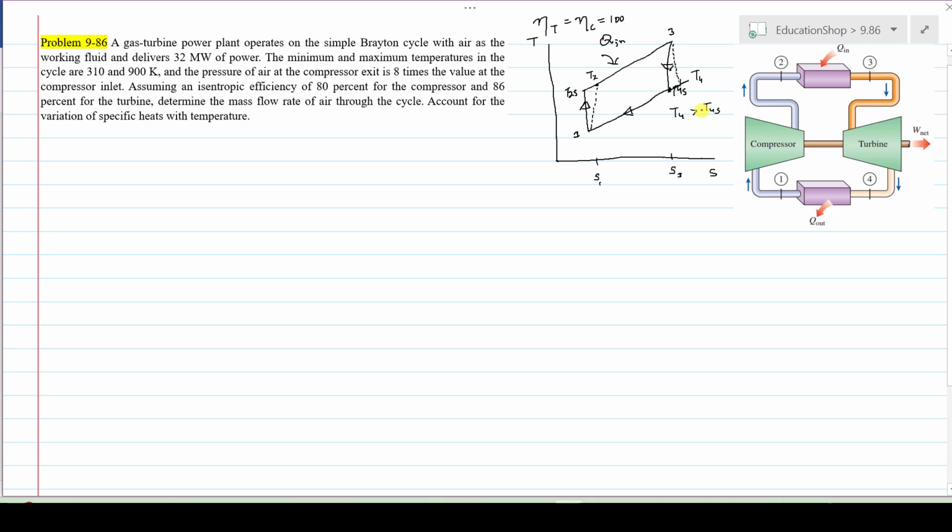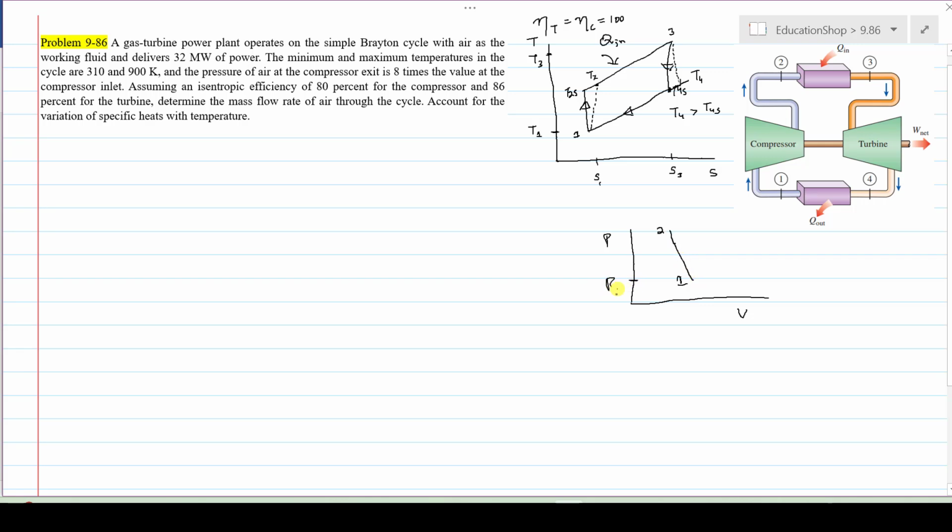To get the maximum power output from the turbine, our concern is to lower the T4 value to get the maximum power. I hope you understand the T-S diagram. The maximum cycle temperature you will observe is at T3, and the lowest temperature at the inlet of the compressor, that is T1. Similarly, if I draw the P-V diagram of the Brayton cycle, first is isentropic compression.